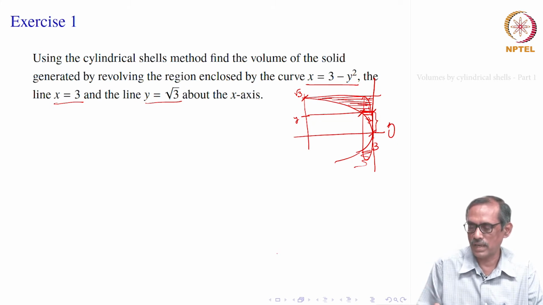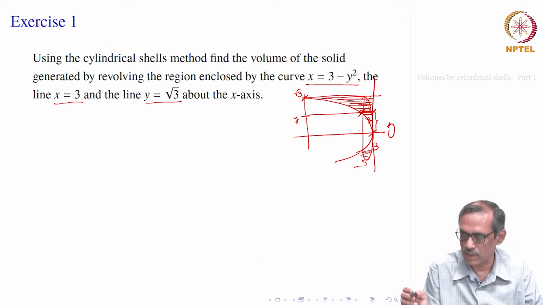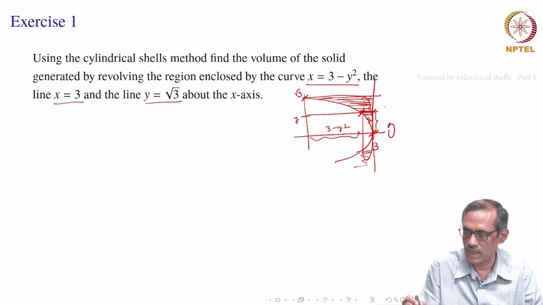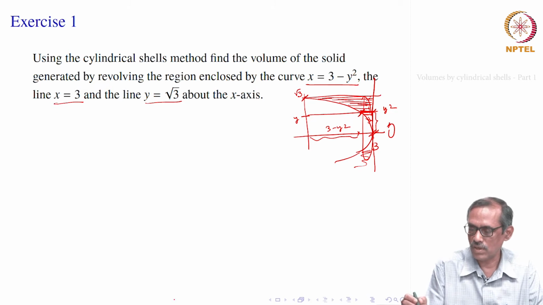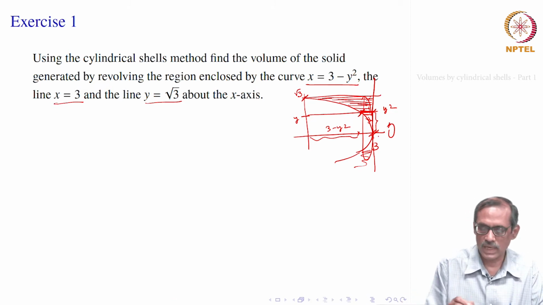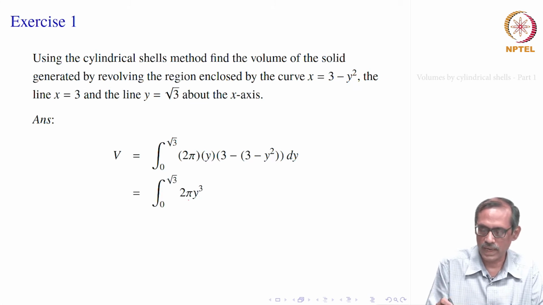So, the cell radius is y, and what is the cell height? The cell height is the point on the curve which gives you x corresponding to that y, which is 3 minus y square. This distance is 3 minus y square, and the total distance is 3. So, this particular distance, which is the cell height, should be y square, and the cell radius is y. So, that gives 2 pi y into y square, it is y cubed. So, that gives an integral, and y varies from 0 to root 3. So, the volume is integral 0 to root 3 of 2 pi y cubed dy.